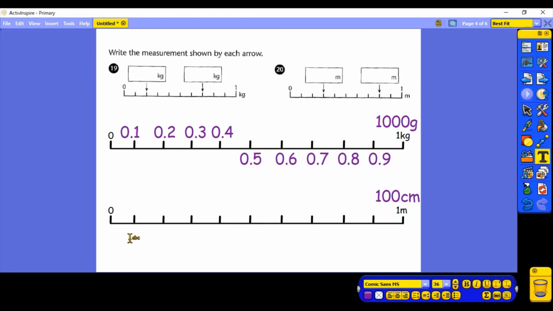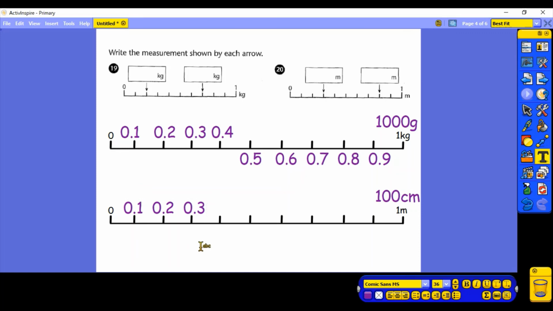Okay, so before we did 1 kilogram divided by 10. We're now doing 1 meter divided by 10. So again, this one is the same. 1 divided by 10 is 0.1. And each of these lines is 0.1 meters. So again, going along, we are counting in 0.1s.